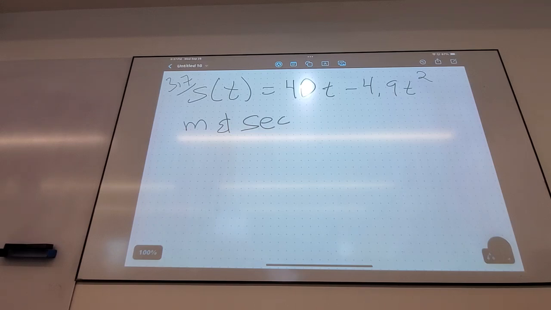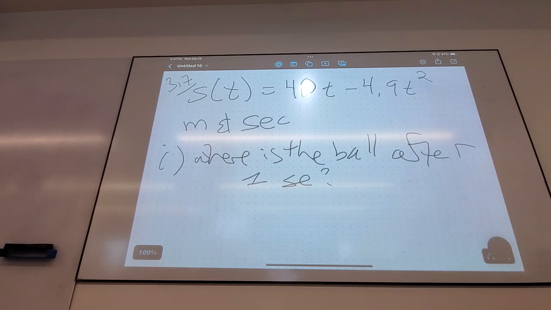Okay, so that's just some basic stuff. How do I get, so this is the position. If I just said, where is the ball after 1 second? How would you figure that out? I'm throwing this ball in the air, where's the ball after 1 second? You would just plug a 1 in for T. So 40 minus 4.9, so 35.1 meters up in the air, right? Everybody with me? That's awesome.